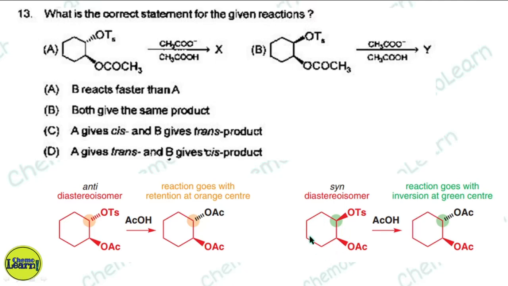On the other hand, this is our syn diastereomer. Substituents are at syn position. Okay. So, upon treatment with AcOH, we are getting anti product. The reason is, here ring flipping takes place and that is why we are getting such kind of product. So, we can say that both the reactants are giving the same product. Option B will be the right one. Okay.